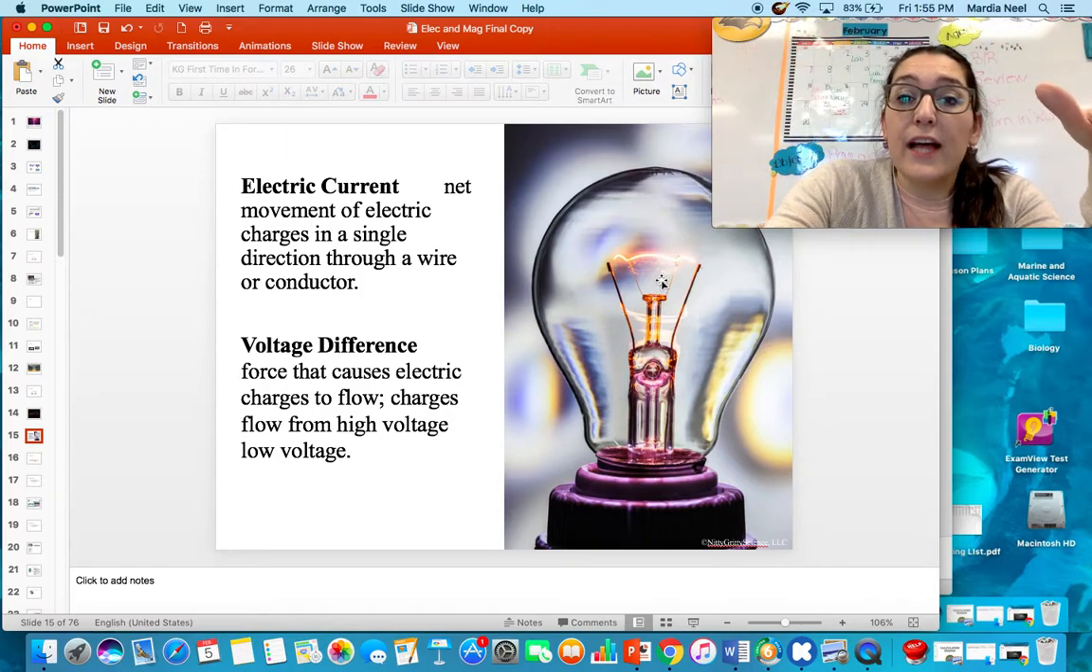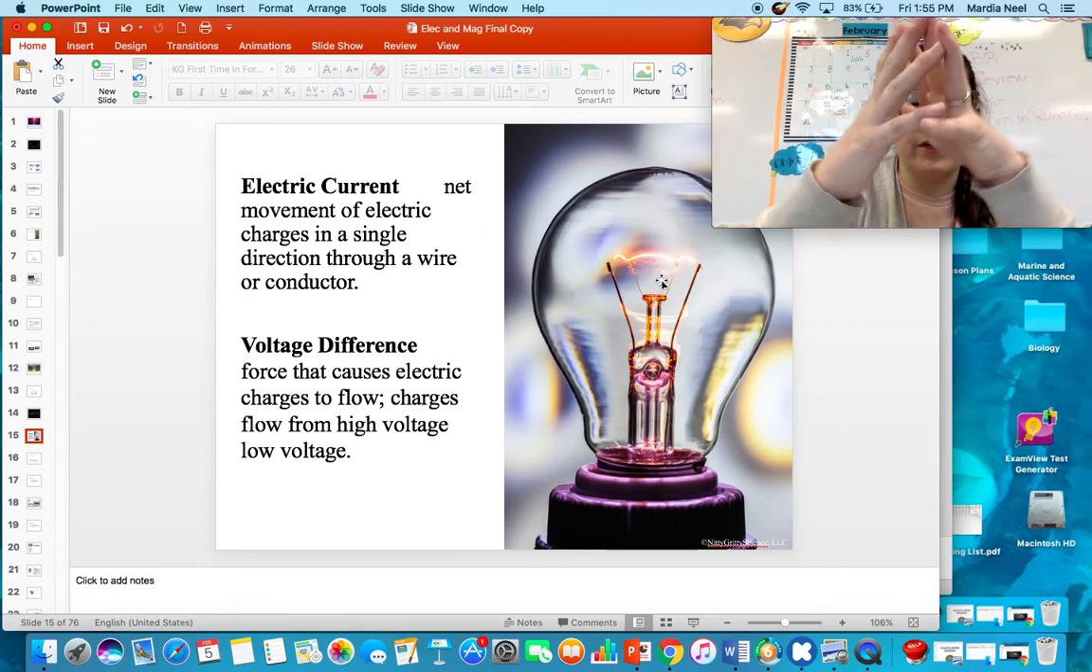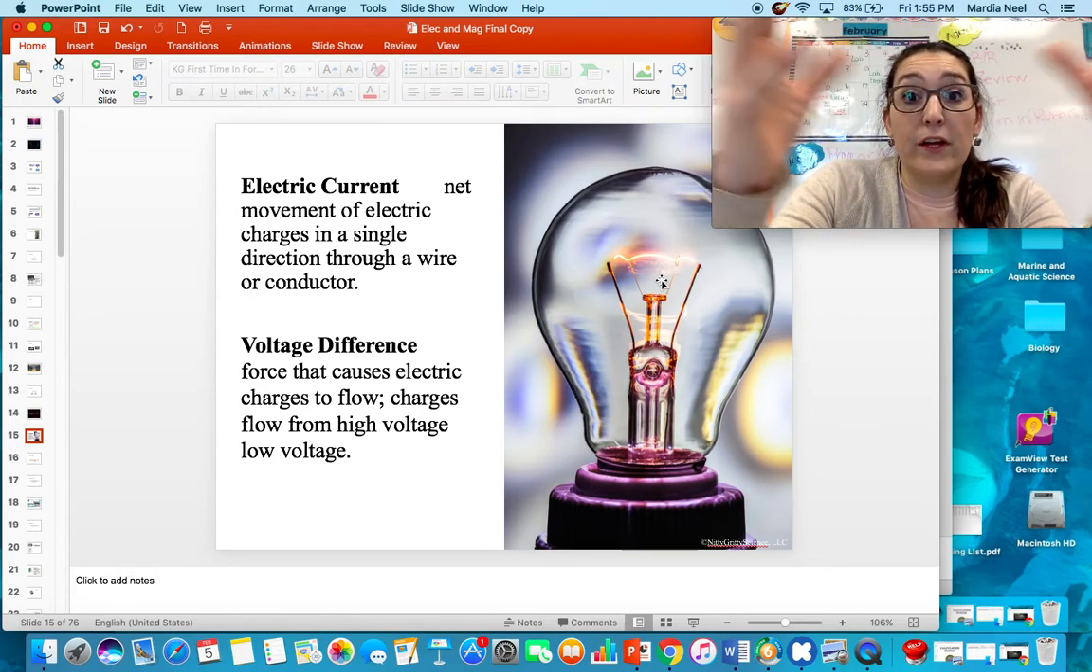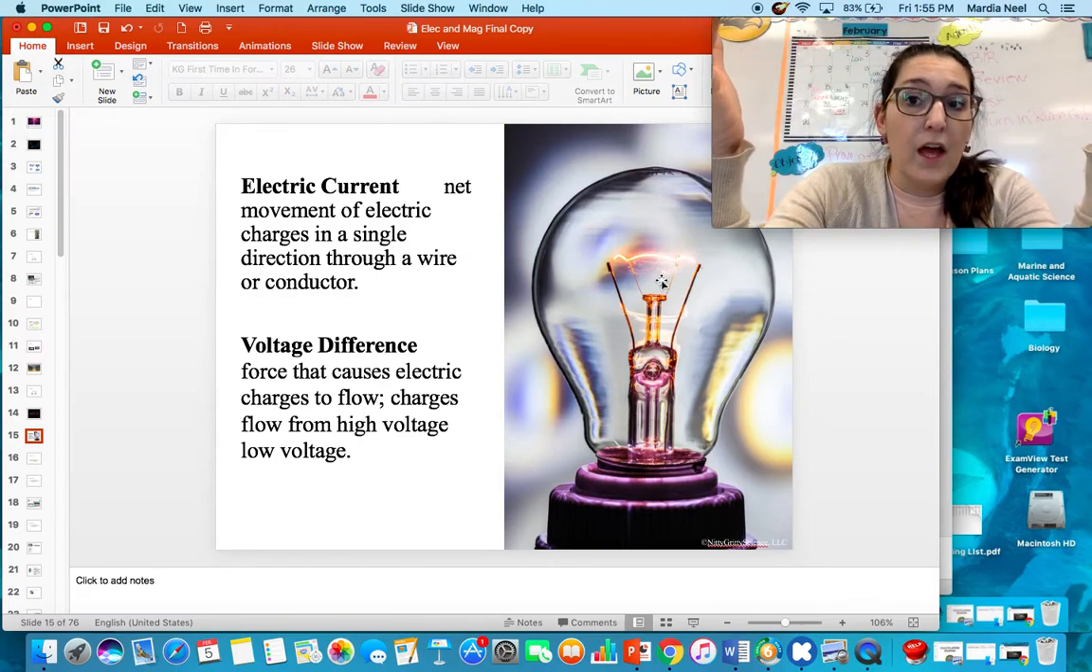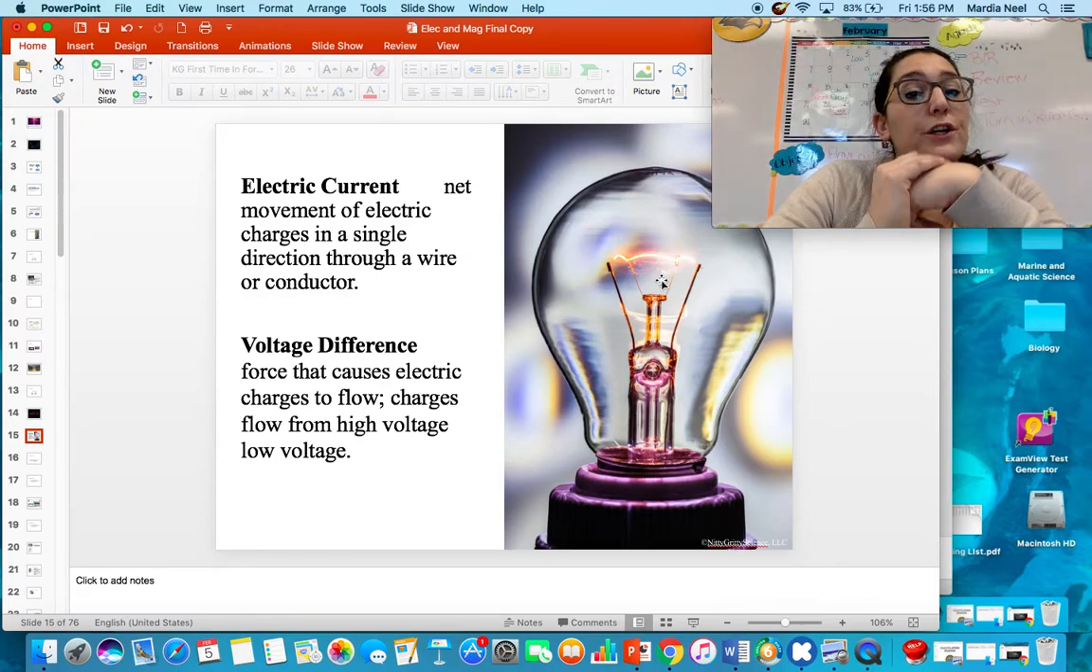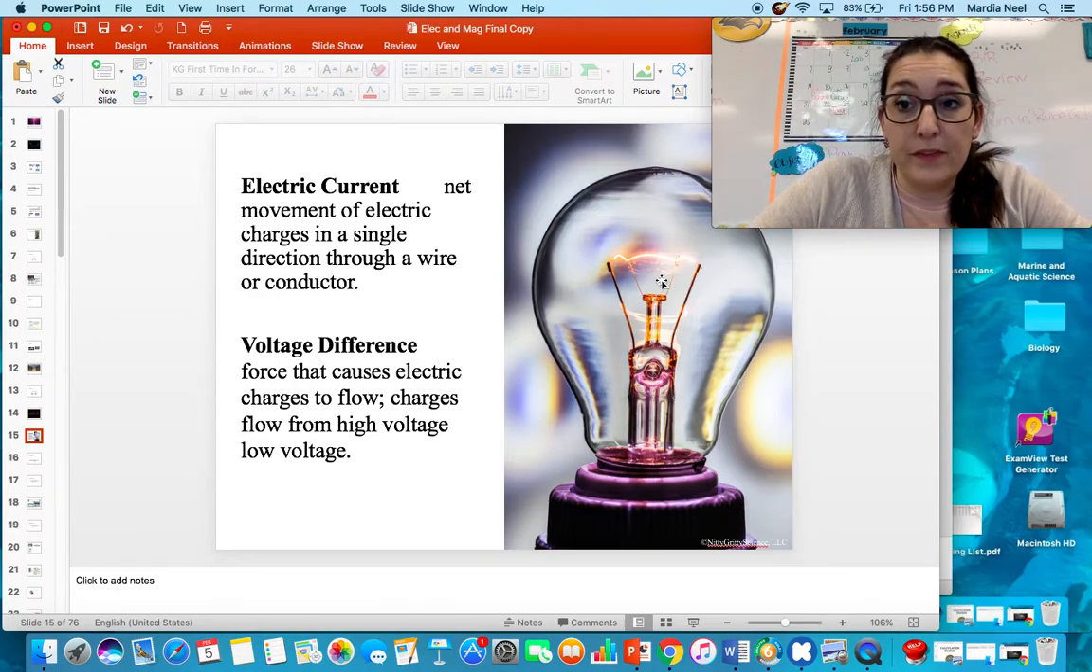In biology class or any life science class, you learned that water and everything on the earth goes from an area of high concentration to an area of low concentration. Electricity and electric energy are no different. Electric charges are going to follow that same rule of thumb. They're going to go from where there's a lot to where there's not.